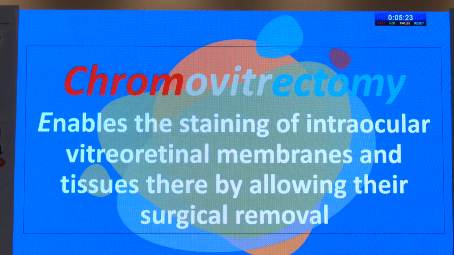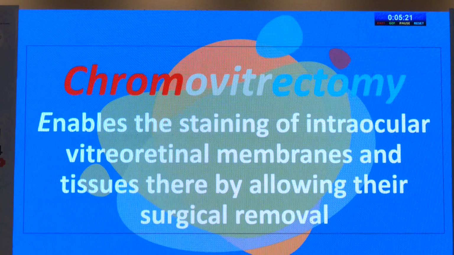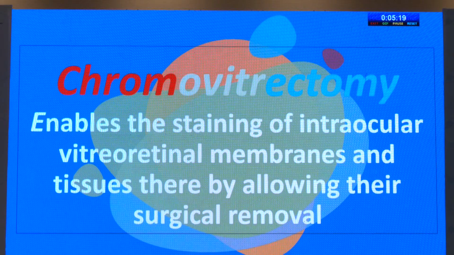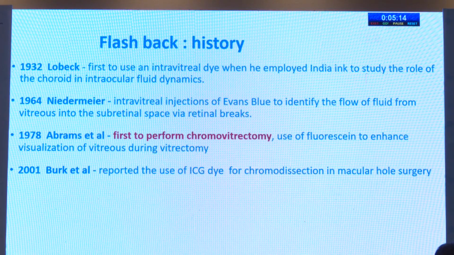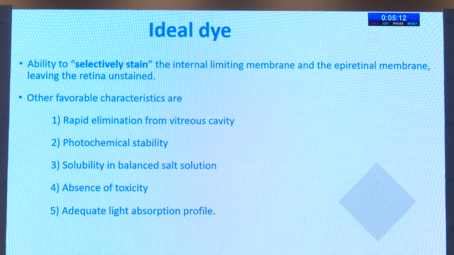So chromovitrectomy enables the staining of the intraocular vitreoretinal membranes and tissue, thereby allowing their surgical removal. Abraham et al. was the first to perform chromovitrectomy. So what is an ideal dye? It selectively stains the ILM and the ERM, leaving behind the retina. What are the other favorable characteristics? It should be rapidly eliminated from the vitreous cavity. It should be photochemically stable. It should be soluble in BSS. There should not be any toxicity, and an adequate light profile should be there.